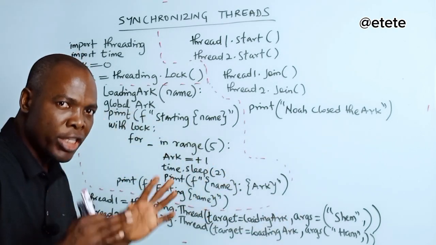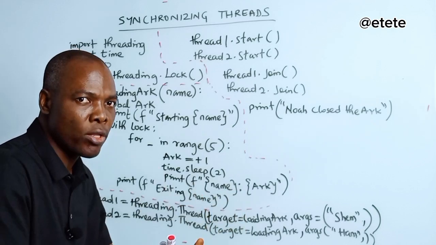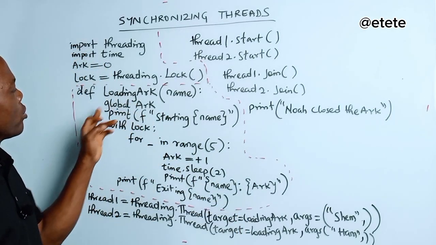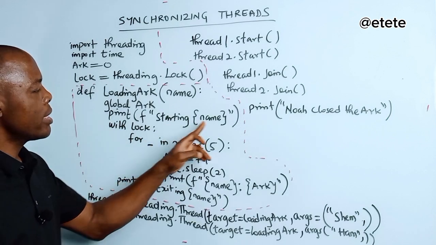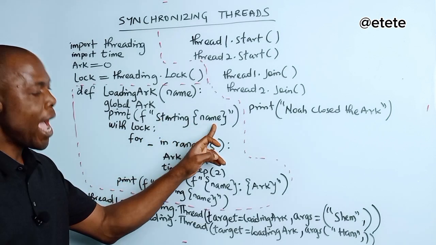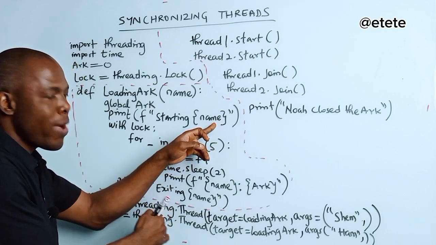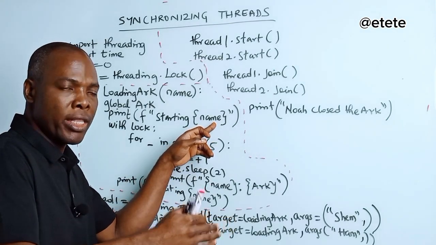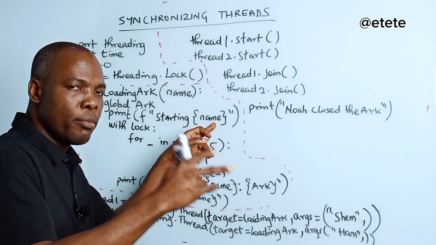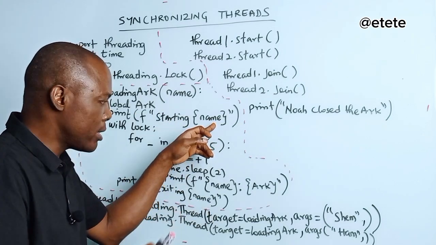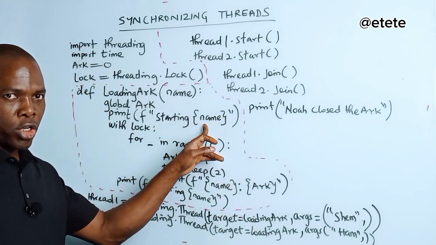So on the screen, the first thing that will be printed out on the screen will be what? It will go in, it will come here, starting Shem, starting Ham. Those are the 2 things you will see on the board, because Noah has just given instruction to his two children that Shem and Ham, both of you will load the ark with the animals, right? That is what that instruction is.